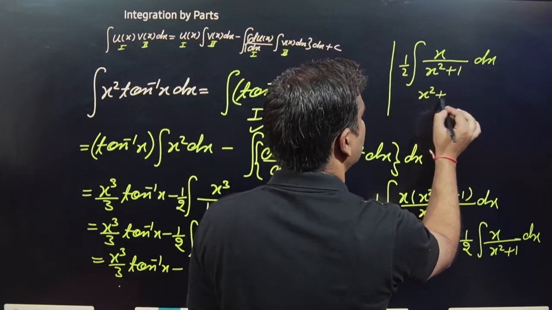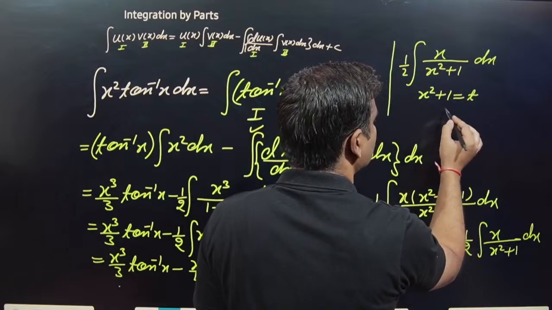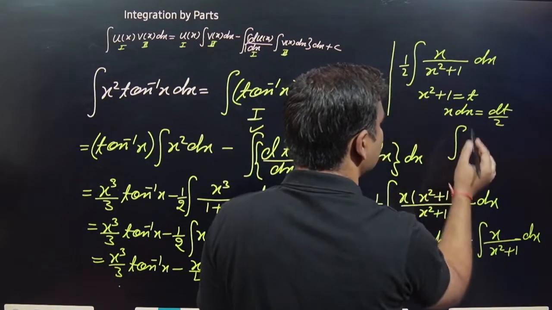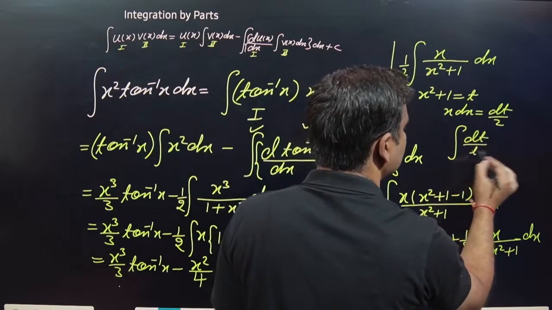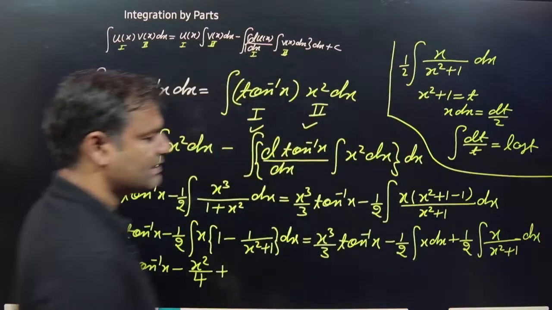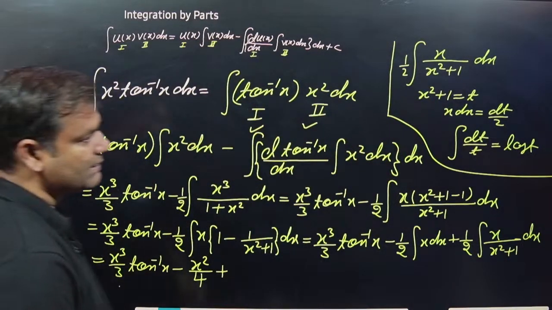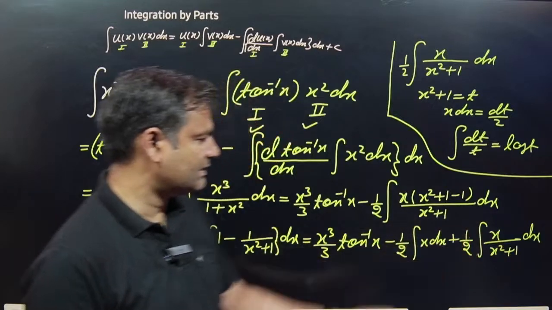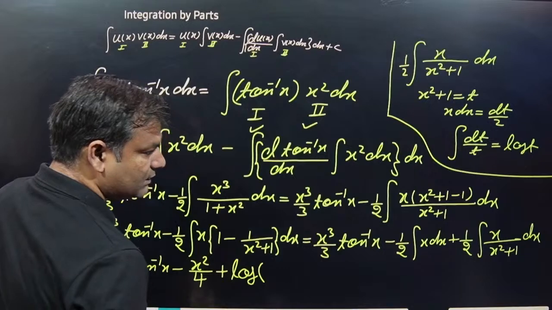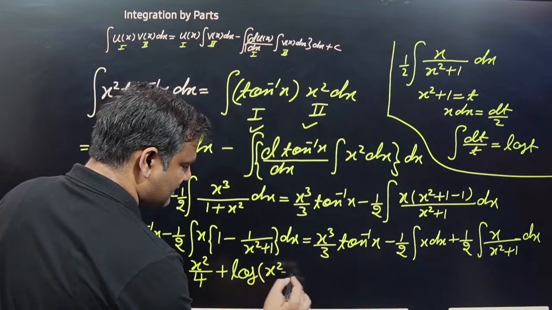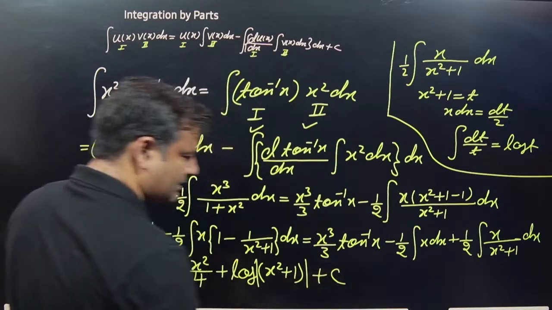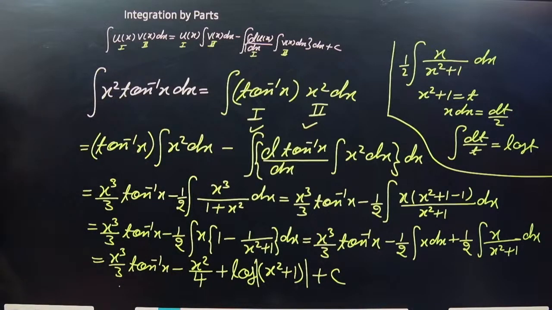Look, x square plus 1 will be equal to t. So x dx is replaced by dt by 2. So this one is written dt divided by t. So that is log t. So you can say that it is written simply log of modulus of x square plus 1 plus c, which is the right answer. Okay, make it.